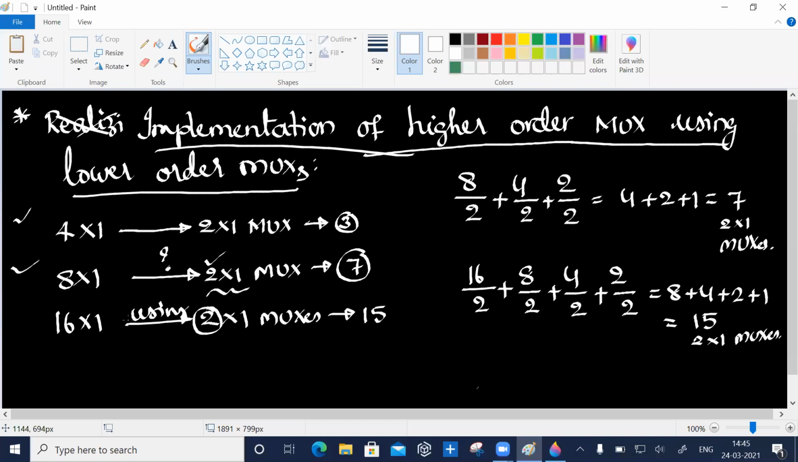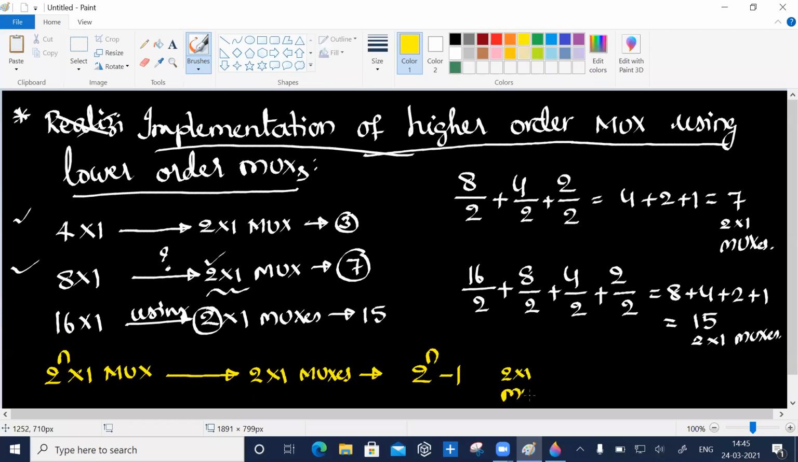Similarly, on similar lines, sir, can we say n minus 1? Yes, that's what I'm writing now. In general, if I have, for example, a 2 power n by 1 mux, and I ask you how many 2 by 1 muxes are required, then what is the answer? 2 power n minus 1. Very good. I require 2 power n minus 1, 2 by 1 muxes. Okay, that's it. So this is the generalization.